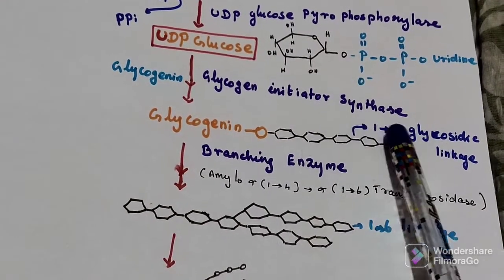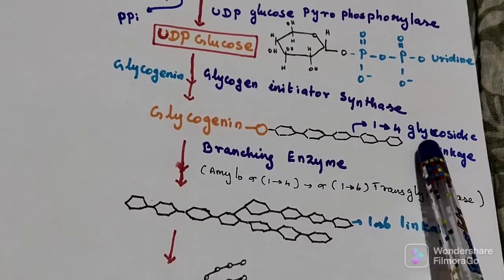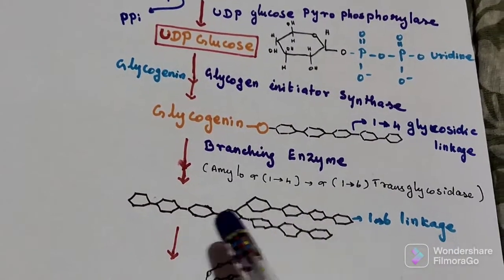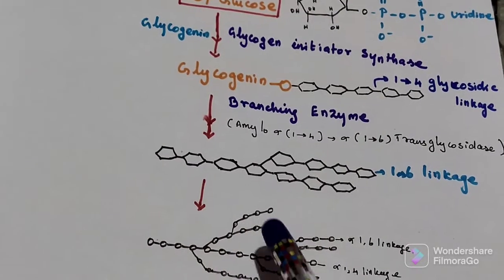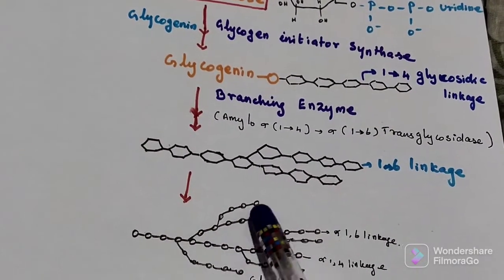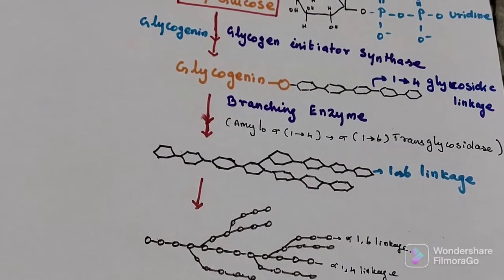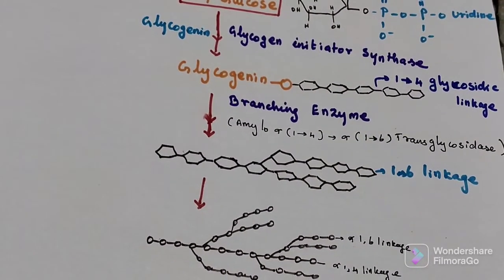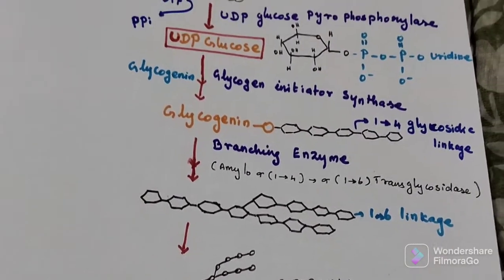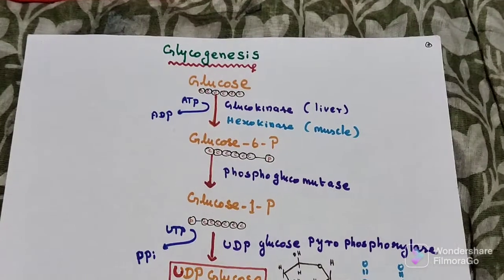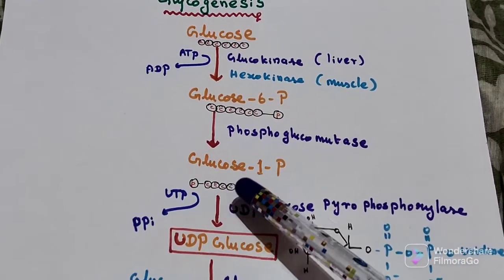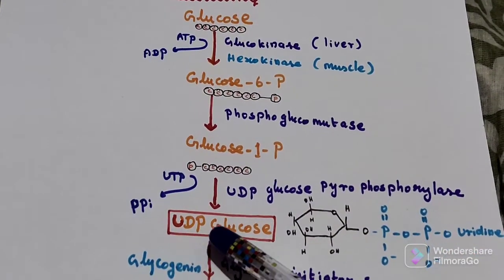So with 1,4 linkage we get the linear chain. With the help of 1,6 linkage we get the branching. So finally we get this glycogen. Glycogen is further elongated and branched by the enzymes glycogen synthase and branching enzyme. So glucose is converted into glucose 6-phosphate, then glucose 1-phosphate, then uridine diphosphate glucose.